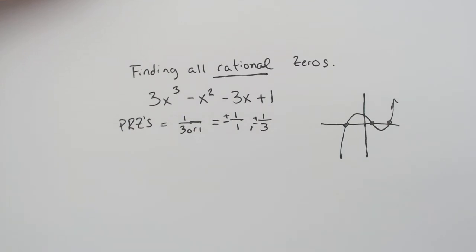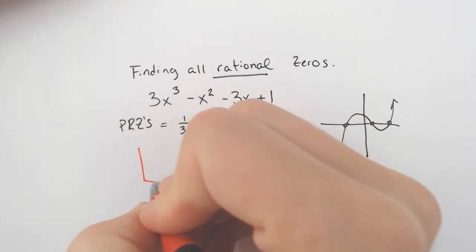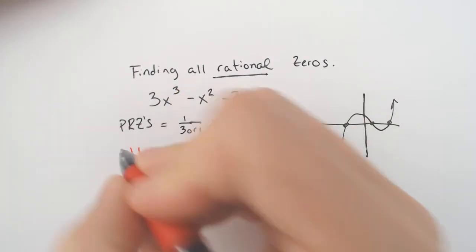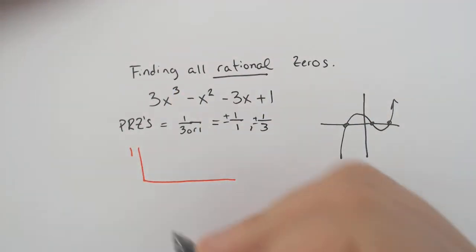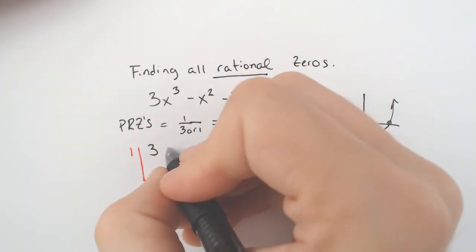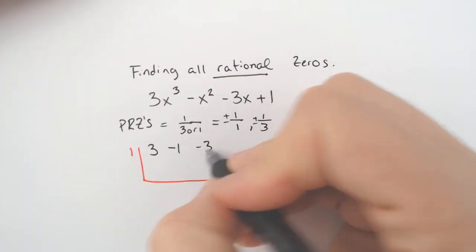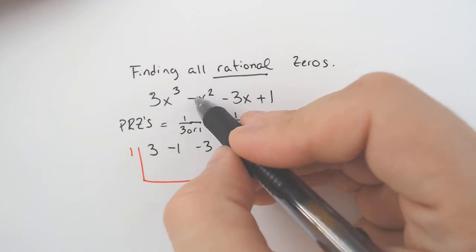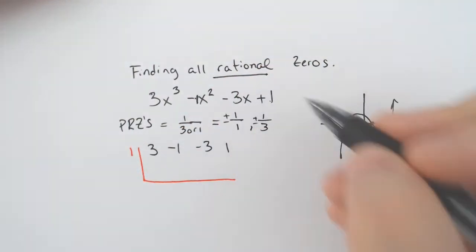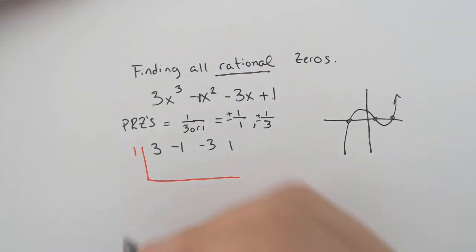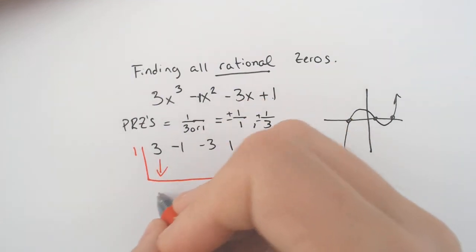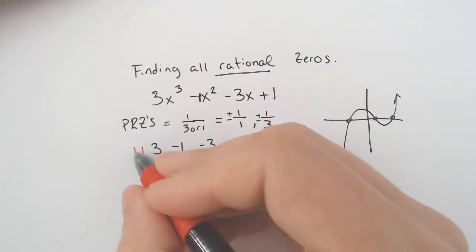Okay, so you pick one of them. I would highly recommend you always start with the number 1 as a possibility to test out. And you put your 3 here, your -1, your -3, and then the 1 from these numbers in front of the variables to do your synthetic division, which I'm going to go through kind of quickly. I do have a synthetic division video if you need it.